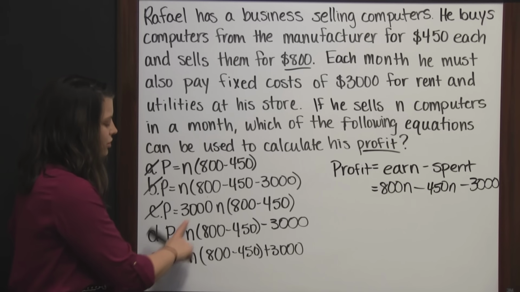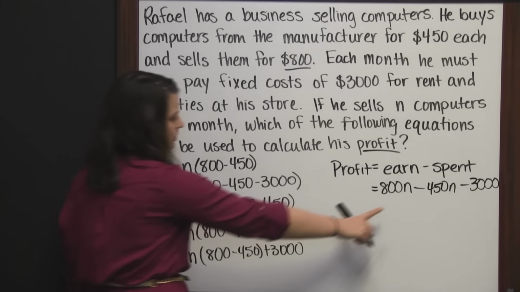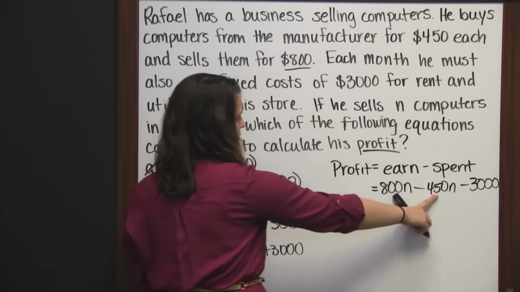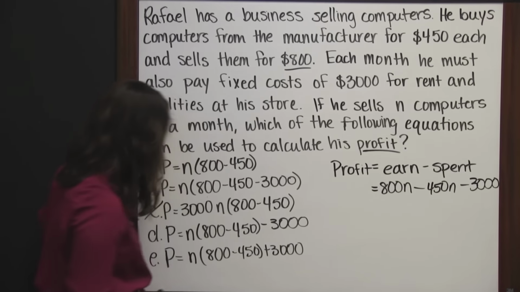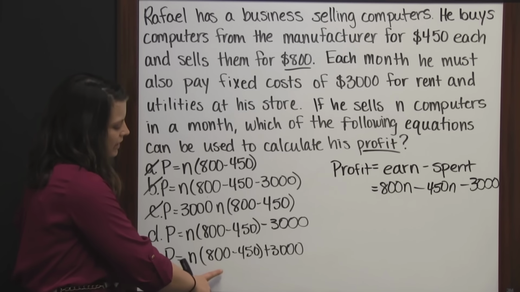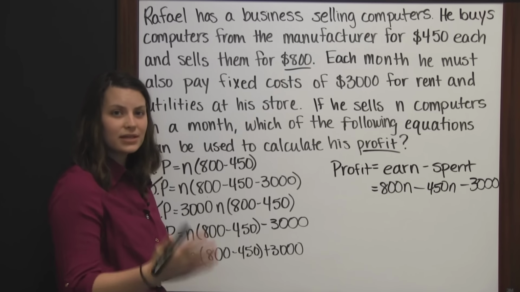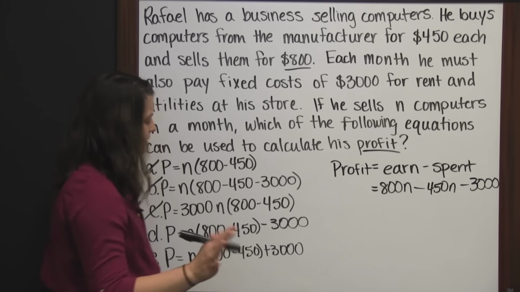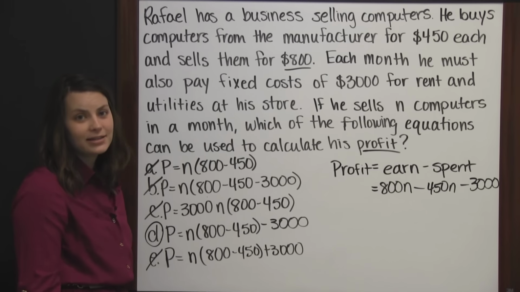In D, when we distribute the N, the number of computers, N times 800, 800 N, minus N times 450, so minus 450 N, and then minus 3,000. So D's looking pretty good. The problem with E is, instead of subtracting the $3,000 he spends on rent and utilities, they're adding it back in, like that's more money he's making. But he's not making that money, he's losing that money. So D would be the correct answer choice.